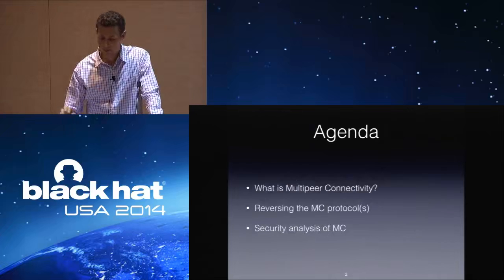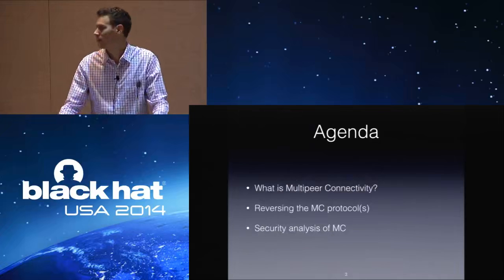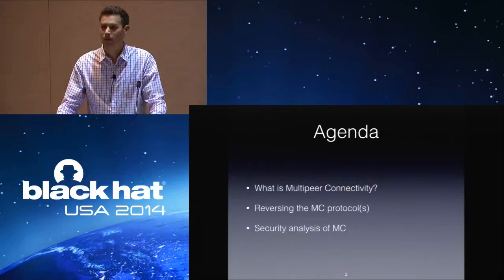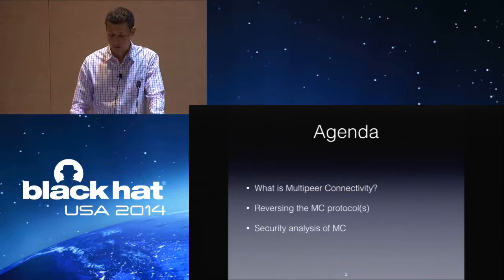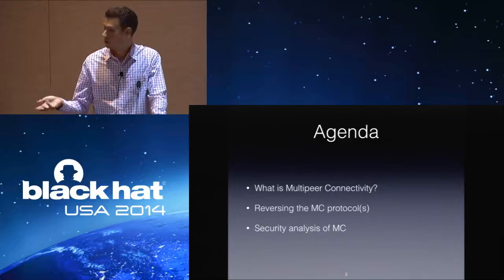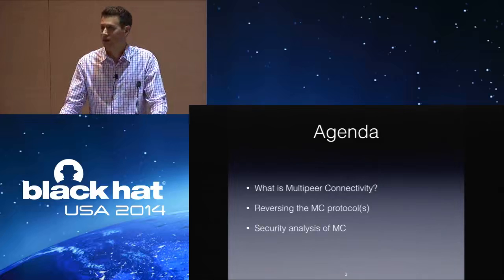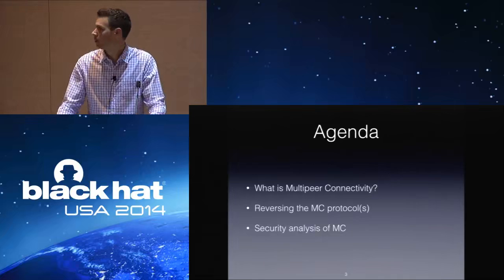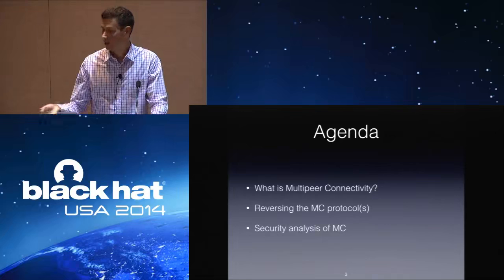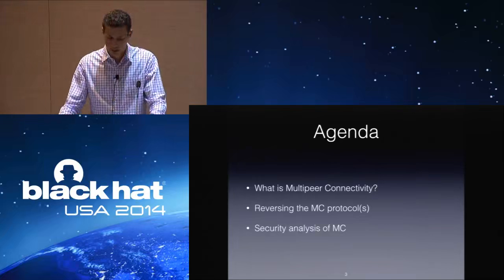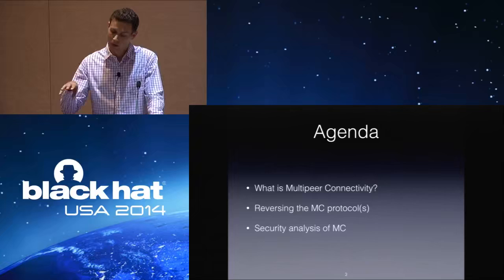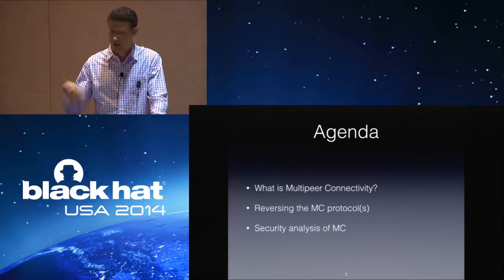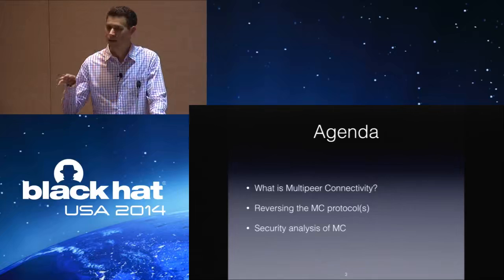Today I'm here to talk about this new Apple technology called Multipeer Connectivity, which is pretty cool. First, I'm going to describe what it actually is and the kinds of problems it's trying to solve. Then I'll describe how I reversed the protocol, because it's all undocumented, and how it actually works behind the scenes. Lastly, once we know how it really works, I'll briefly talk about the security of the protocol and the assumptions you should make as a developer using that technology.